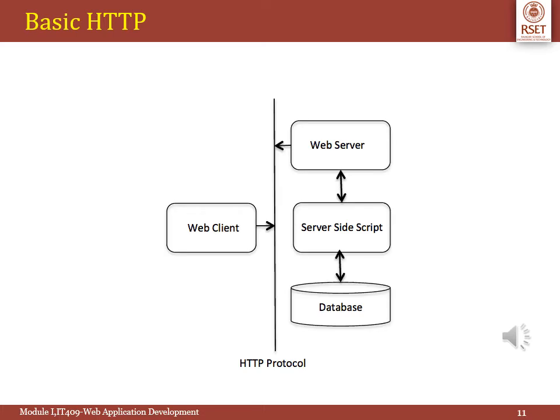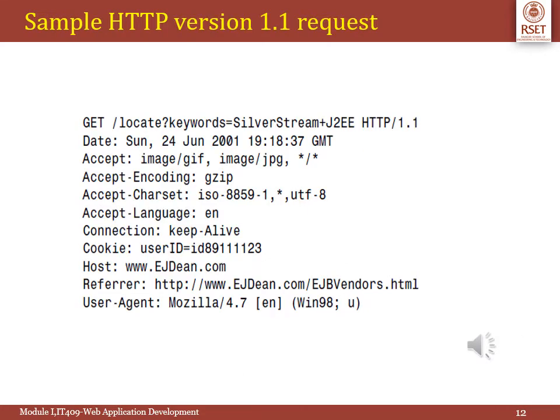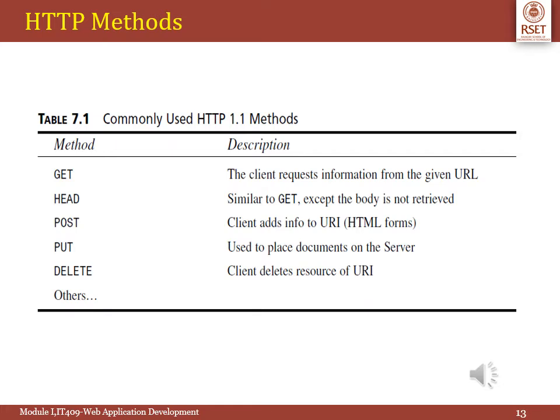HTTP operates over a TCP/IP connection. The browser sends a request to the web server in the form of a request method, uniform resource identifier, and protocol version. This will be followed by a message containing request modifiers, client information, and possible body content. An example of an HTTP version 1.1 request is given in the slide. Some commonly used HTTP methods are given in the slide along with their explanation.